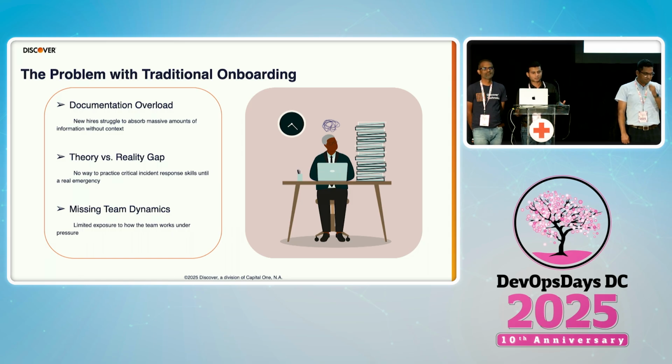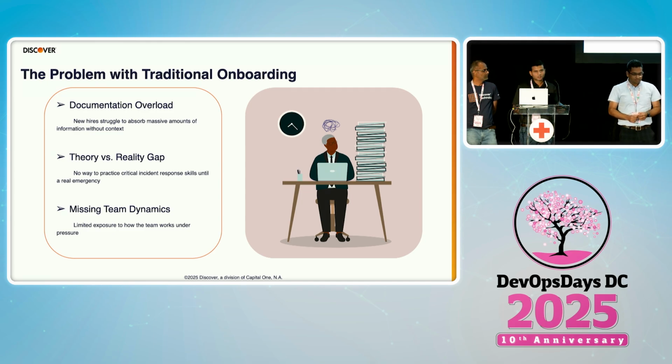So that is what I'm saying here, that documentation is too much of an overload, and there would be a very big gap between theory and reality, right? When you're given documentation, there would be no way to practice real critical incident responses during a real emergency. So that would be a big roadblock for any new hire who's joining the team, right?